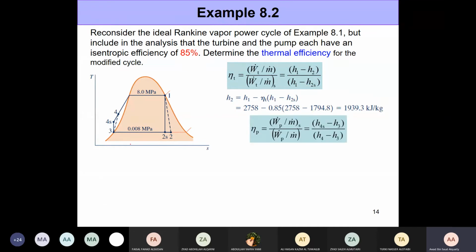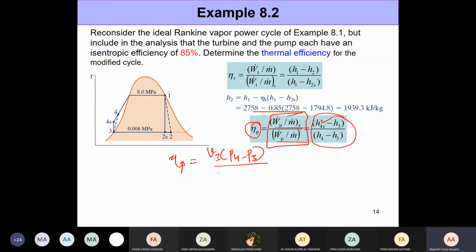So for the pump, it's sort of a similar scenario. The isentropic efficiency for a pump is the ideal work input divided by the actual work input, which can also be written in terms of the enthalpies. We already have H4S, but here what we could do is simply make use of this work input formula. So the isentropic efficiency of the pump is equal to the ideal work input, and the ideal or reversible work input, as we know from before, can be written as specific volume times (P4 minus P3), divided by the actual work input. Okay, so we know this value.